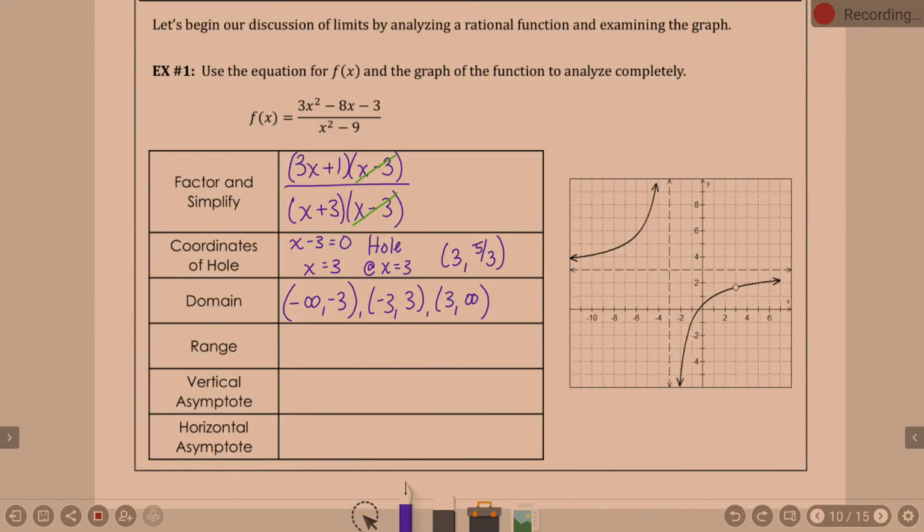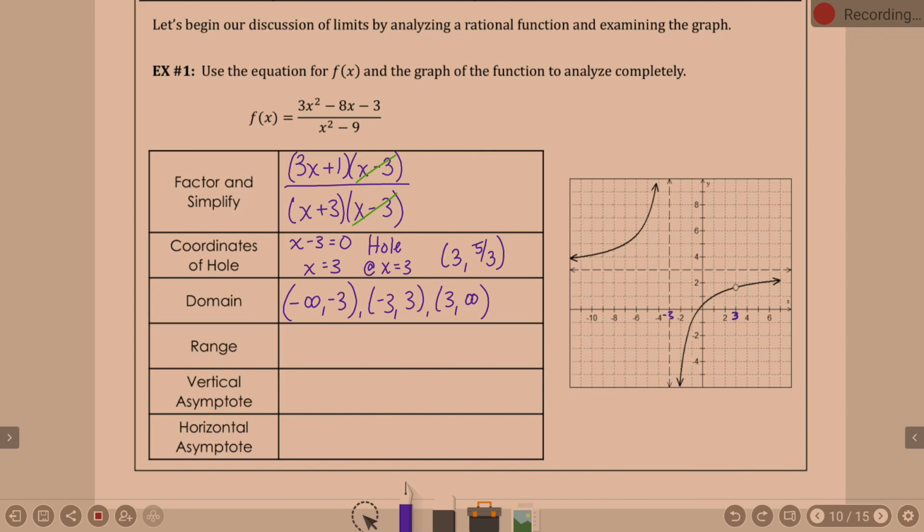Picking up where we left off. We had factored, we had canceled, which meant there was a hole at that point because something canceled. We had found the domain, so that was reading our graph left to right. There's a break at the vertical asymptote, there's a break at the hole, and those places are breaks in the domain.